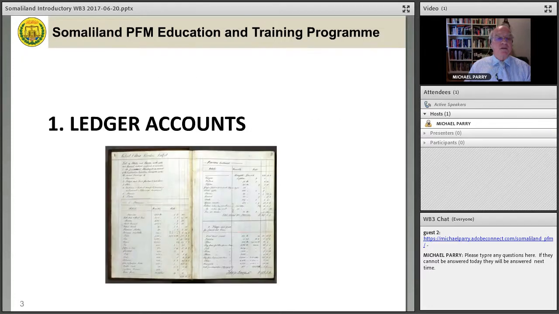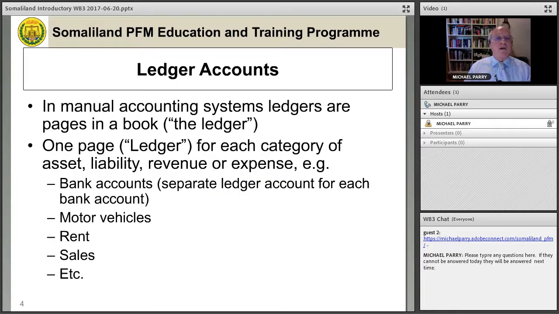So ledger accounts first. Ledger accounts, as this illustrates, were originally the name given to manuscript accounts kept in a book. The ledgers were pages in a book, referred to as the ledger, and there was one page, a ledger for each category of asset, liability, revenue or expense: bank accounts, and you'd have a separate ledger account for each separate bank account, motor vehicles, which would normally be grouped together, and then items such as rent, sales, other assets and liabilities.